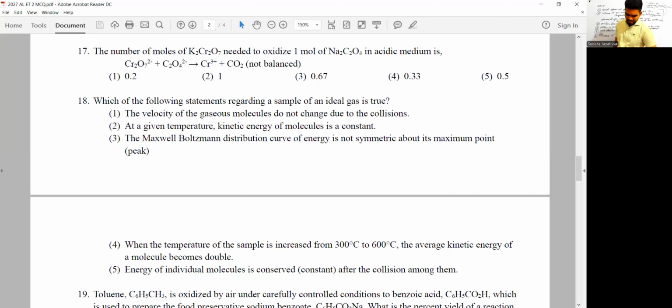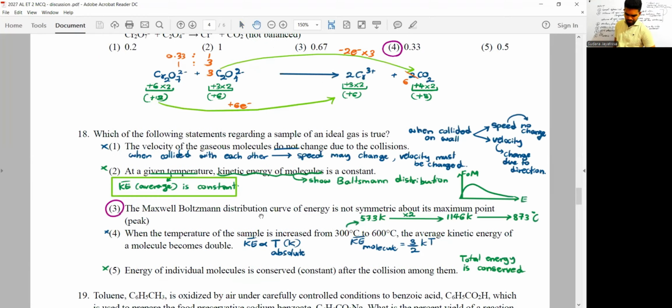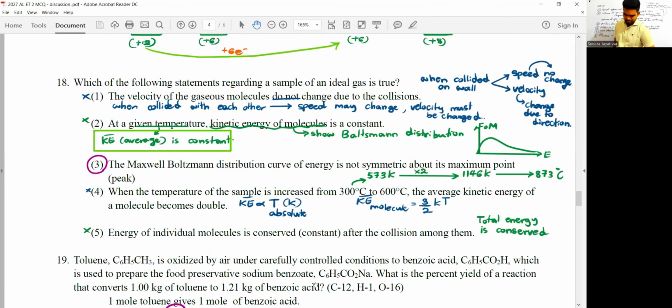Now look at these statements, Lama. When you're going through that one, see whether you can identify the wrong one. So I'll share a small review that I prepared. You can see this. Which of the following statements regarding a sample of ideal gas is true? Right? Look at the first statement.